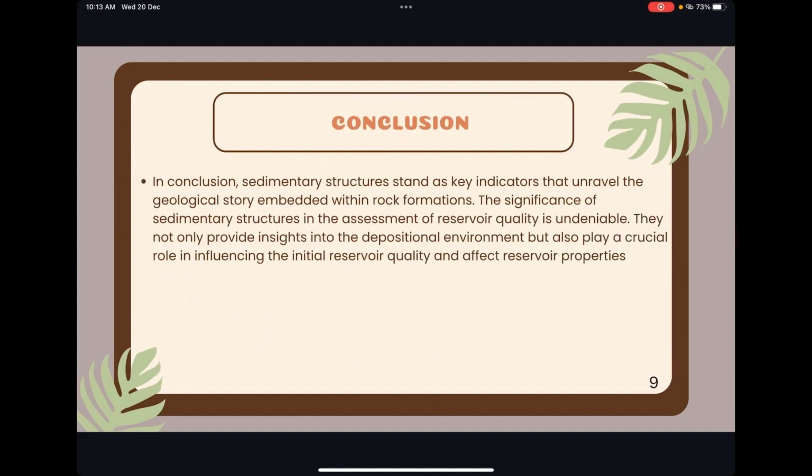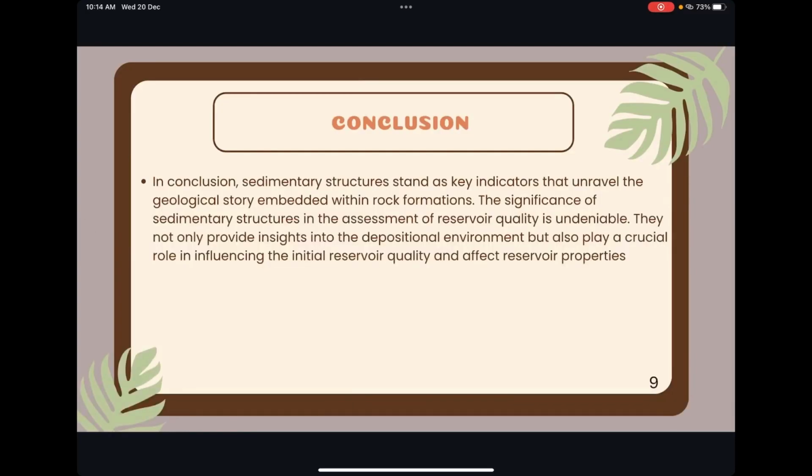So in conclusion, sedimentary structures are significant indicators that unravel the geological story embedded within rock formations. The significance of sedimentary structures in the assessment of reservoir quality is undeniable. They not only provide insights into depositional environment, but also play a crucial role in influencing the initial reservoir quality and affect reservoir properties like connectivity, permeability, and porosity. So that's all from my side.